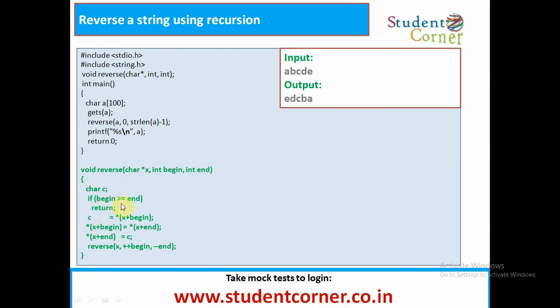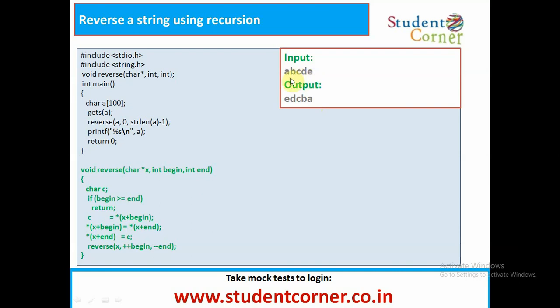So if begin is greater than or equal to end, return. c is equal to star x plus begin. Array representation is also indicated with array name plus index. That way we are representing it. Here what we are doing is, star x plus begin is equal to star x plus end, star x plus end is equal to c, then reverse x comma plus plus begin comma minus minus end.